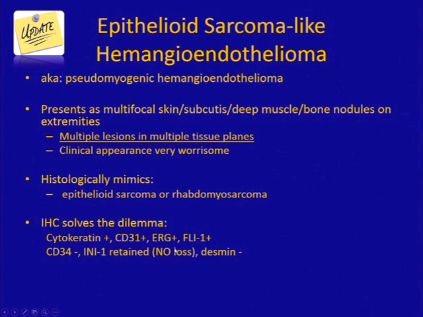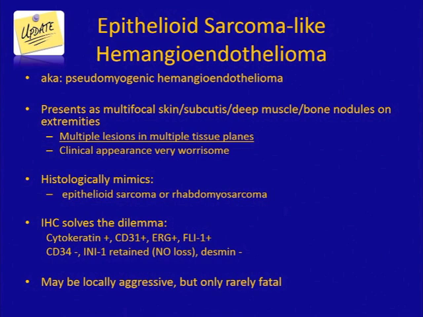So I think doing a panel here that includes keratin, CD31, and INI1 will really help you sort out what this is versus epithelioid sarcoma. And it may be locally aggressive, but in the cases described in the literature, I guess somewhere between 100 and 150 cases now reported, there have only been 1 or 2 cases that had distant metastases and death.